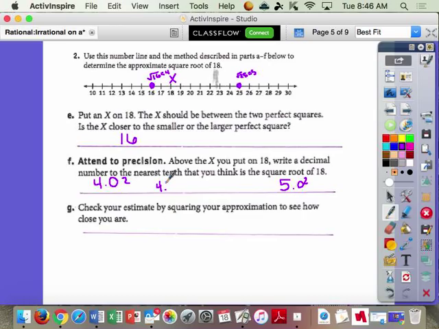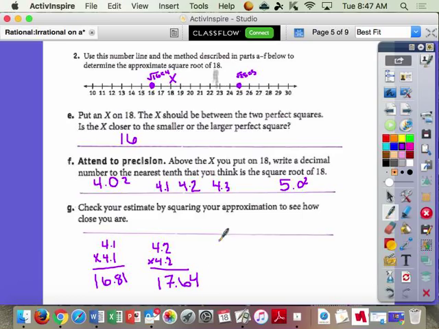So what I want to try is I want to look at these and say, all right, what do we think? Do we think it's closer to 4.1 squared, 4.2 squared, or 4.3 squared? Let's try it. In your calculator, try 4.1 times 4.1 and tell me what you get. 16 and 81/100. Well, let's try 4.2. What is 4.2 times 4.2? 17 and 64/100. All right. Let's try 4.3 and see. That's 18 and 49/100.